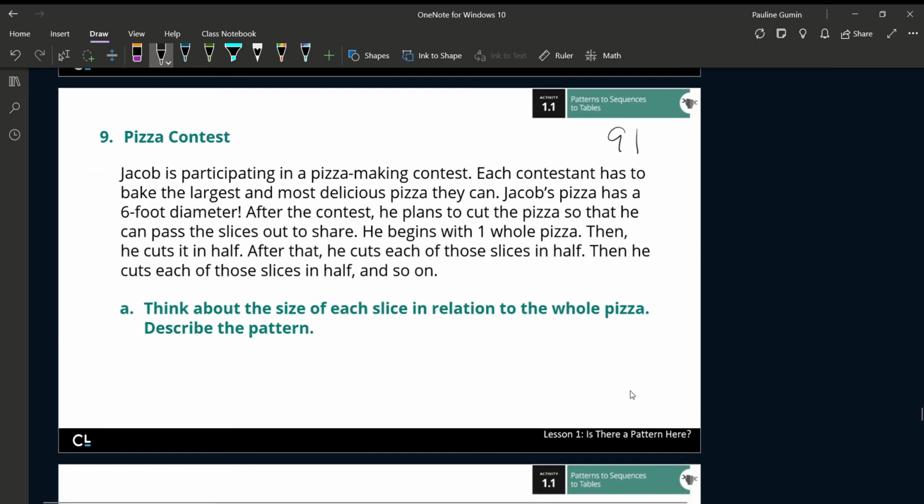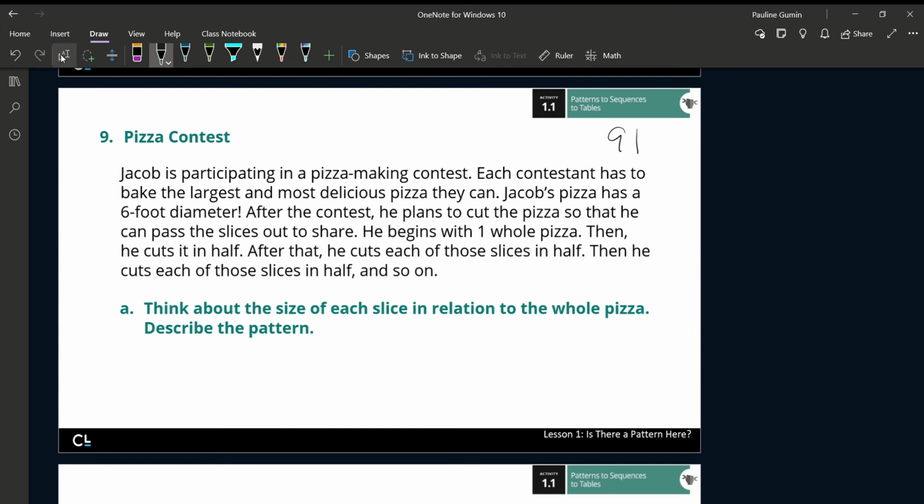All right, almost there. We got a pizza contest. Jacob is participating in a pizza making contest. Each contestant has to bake the largest, most delicious pizza. Jacob's pizza has a 6-foot diameter. Oh, so much pizza. After the contest, he plans to cut the pizza so he can pass the slices out to share. He begins with a whole pizza, then cuts it in half, then another half, and another half.